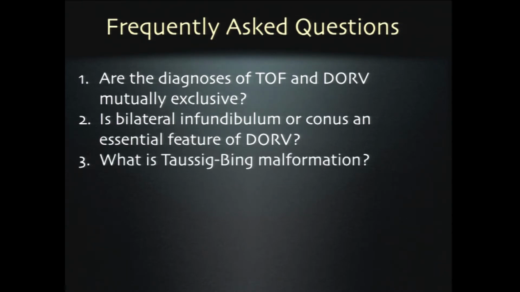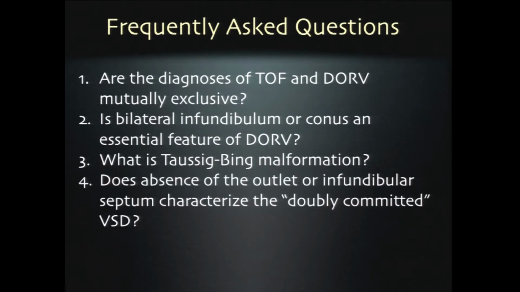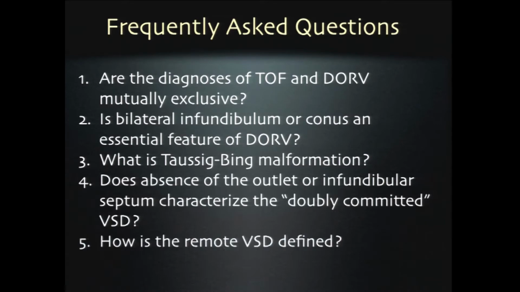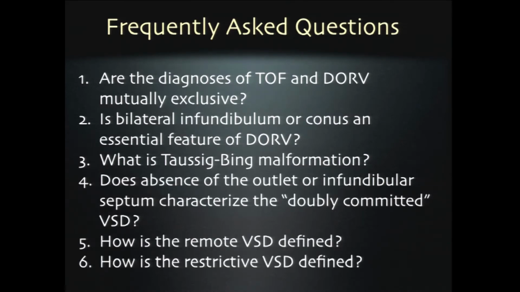And third is, what is really Taussig-Bing malformation? And does absence of the outlet or infundibular septum characterize the doubly committed ventricular septal defect in DORV? And then how is the remote VSD defined? And how is the restrictive VSD defined? So all of these are very frequently asked questions, so I try to tailor my presentation to answer the questions.